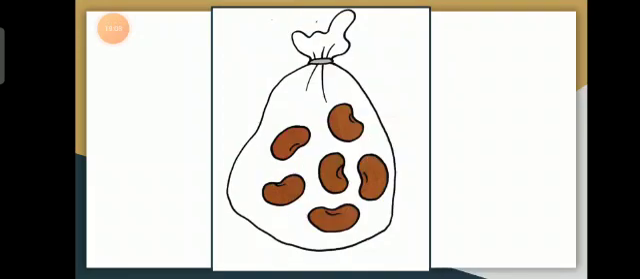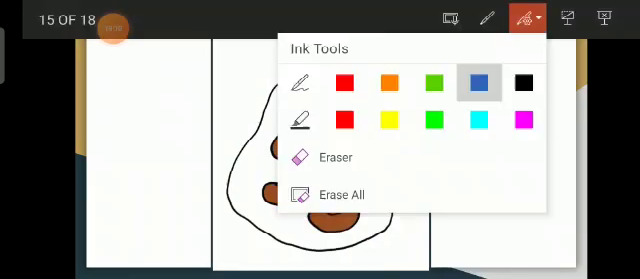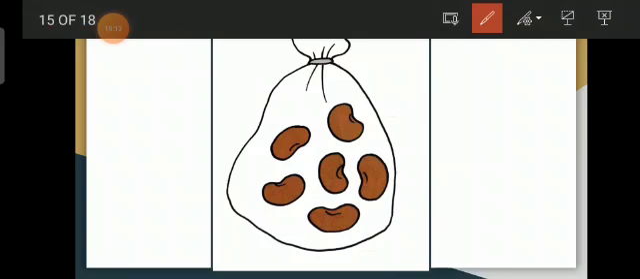Look at here. Wow, let's see what we have on this one bag. Yes, we have the beans. Count 1, 2, 3, 4, 5, 6 beans are there. But we need how many? We need the 10. So how many more beans do we put inside the bag?